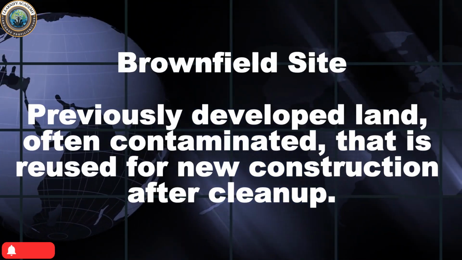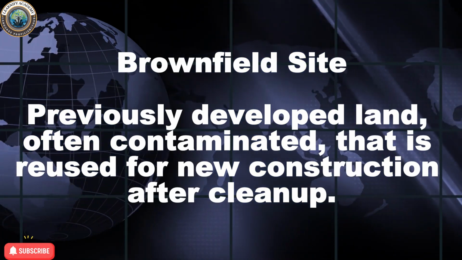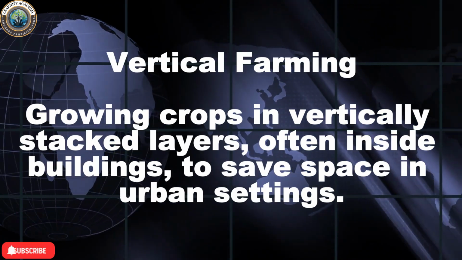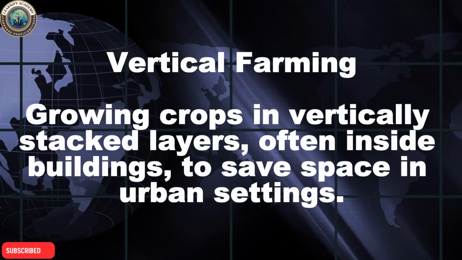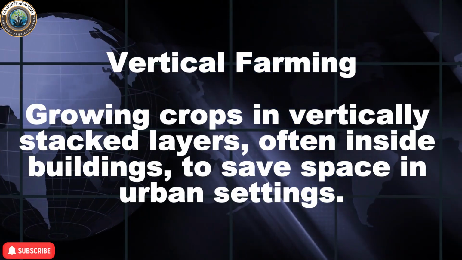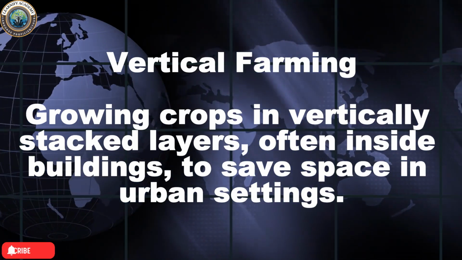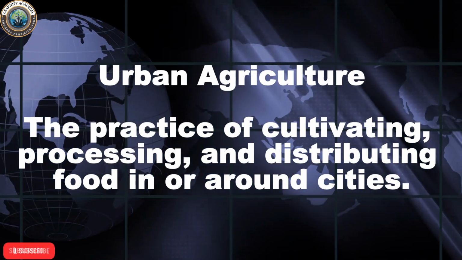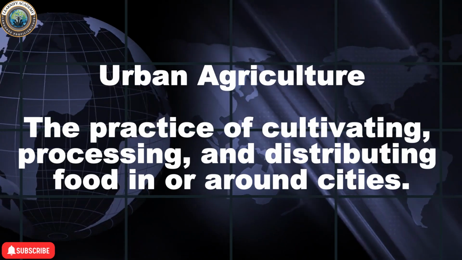Brownfield site, previously developed land, often contaminated, that is reused for new construction after cleanup. Vertical farming, growing crops in vertically stacked layers, often inside buildings, to save space in urban settings. Urban agriculture, the practice of cultivating, processing, and distributing food in or around cities.